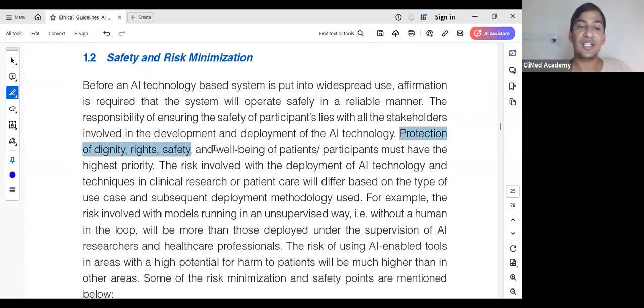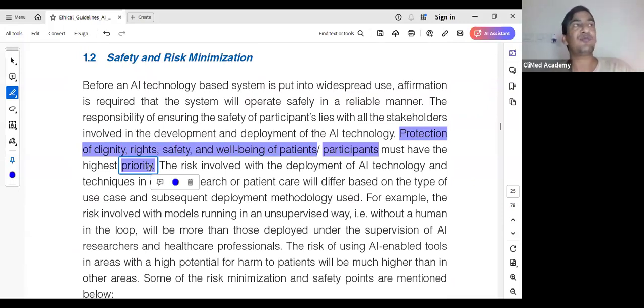Protection of dignity, rights, safety, and well-being of the patient participant must have the highest priority. In computers, data entry software using the patient's data, we have to train our AI, our forms, our websites. When the data is going for analysis or to someone else, certain things will be masked: the name will not go, the address will not go. There are a few things which can be masked or which will not be sent to the third party, that will be at our end.